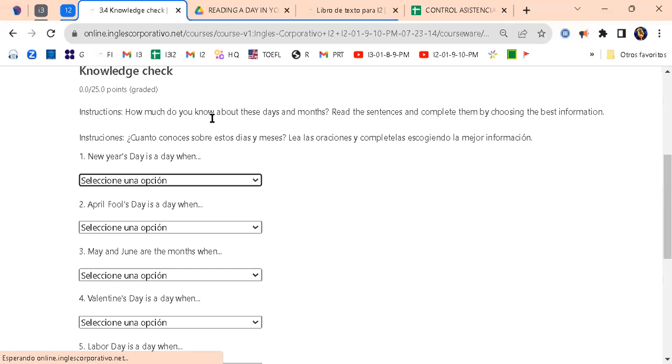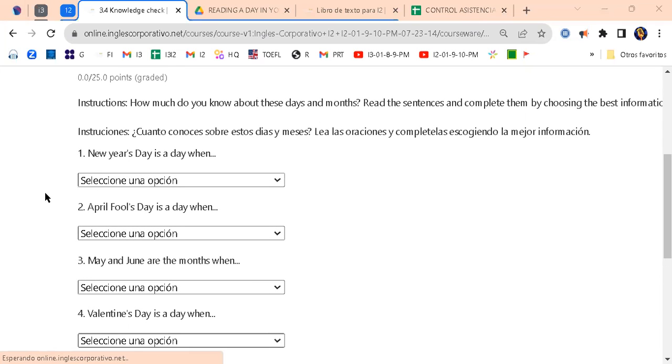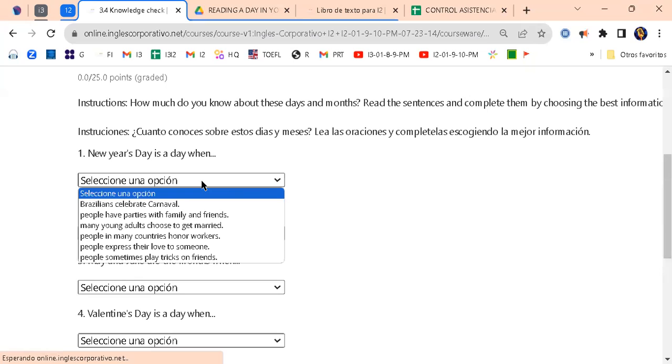So can you see that? Let me know. Ya se ve bien ahí. Yes, teacher. Okay, New Year's Day is a day when? What do you think? Brazilians celebrate carnival. People have parties with family and friends. Many young adults choose to get married. People in many countries honor workers. People express their love to someone. Or people sometimes play tricks on friends. People express their love to someone.